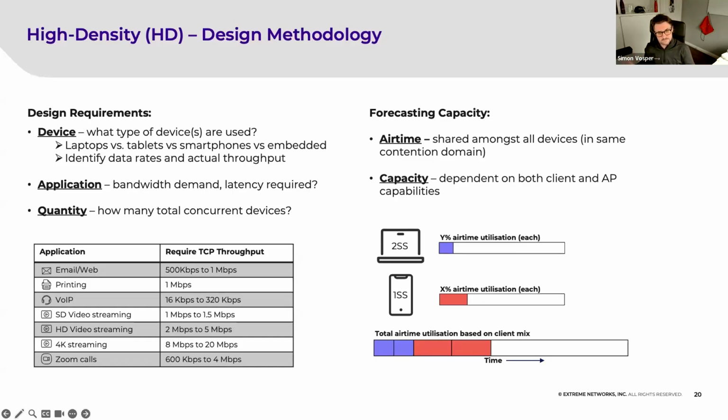And there's a little illustration here that just shows you how different devices might utilize their airtime. So, for example, for the same amount of throughput, a 2x2 or 2 spatial stream device is effectively twice as efficient with its airtime utilization as a 1 stream device, a single stream device. So we have to factor that in.